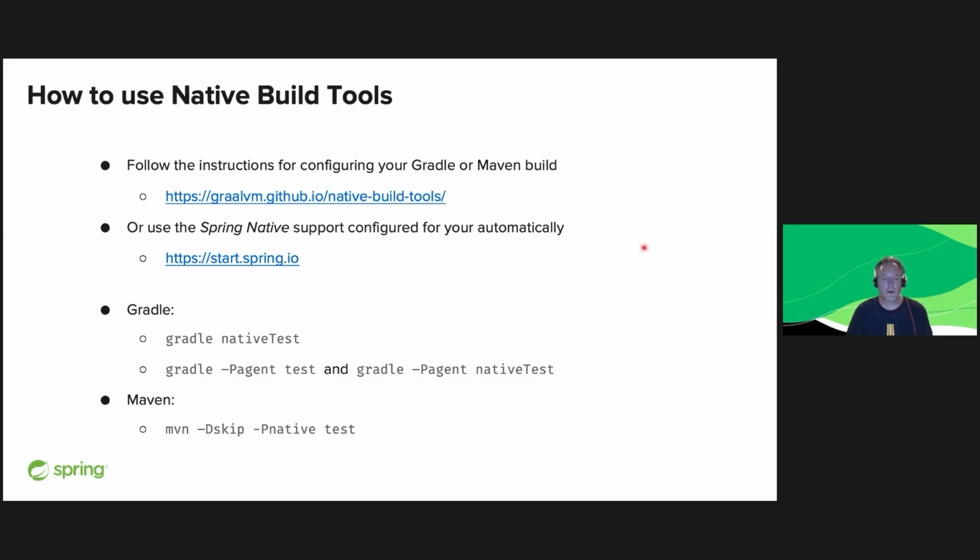And in Maven, you would run mvn -DskipNativeBuild. That part is going to tell the native build tools, do not build the application native image right now, just build the test one. And using the -Pnative is going to switch on the profile that's pre-configured for you, again, with start.spring.io, or which you can configure yourself based on the recommendations and the examples in the native build tools documentation.